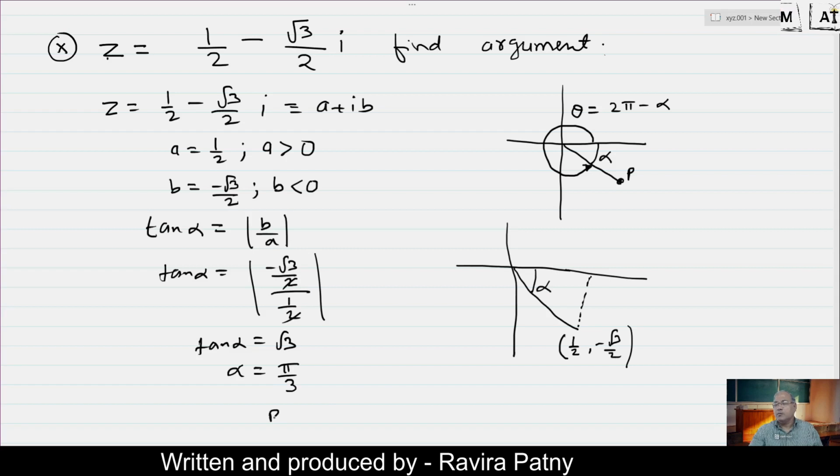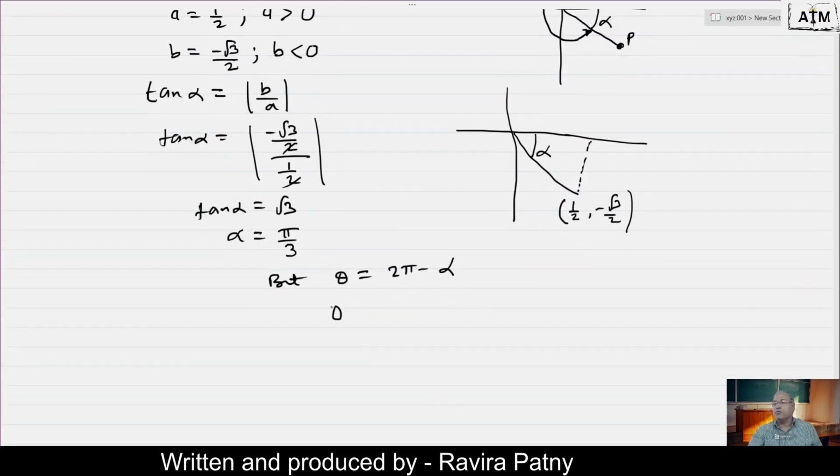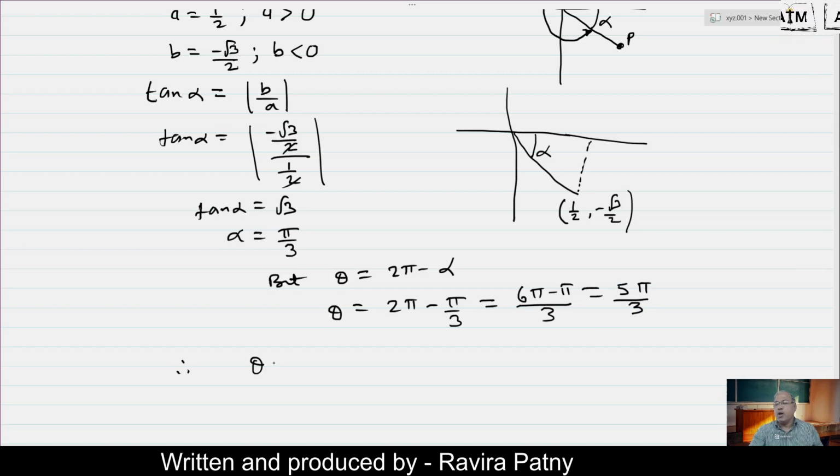But the argument theta is nothing but 2 pi minus alpha. Therefore, theta equals 2 pi minus pi by 3 equals 6 pi minus pi upon 3 equals 5 pi by 3. Therefore, the required argument is 5 pi by 3. This is the required answer.